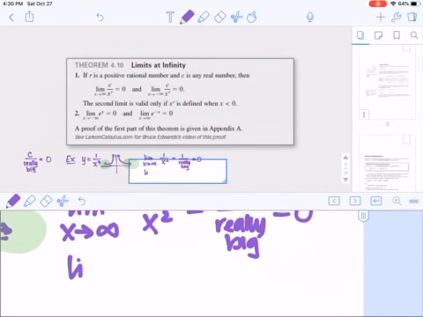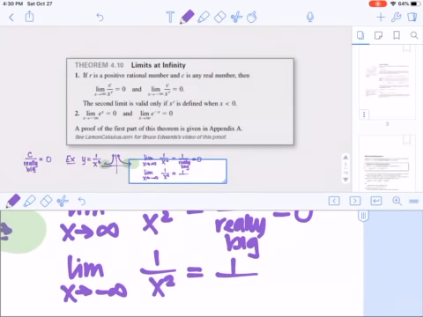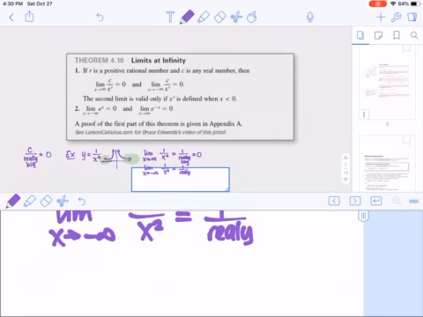Same idea here. If I say the limit as x goes to negative infinity, I'm dividing by a negative really big number, and I'm squaring it. So again, it's 1 over really, really big, and it would be positive because I'm squaring it, and that again would equal 0.